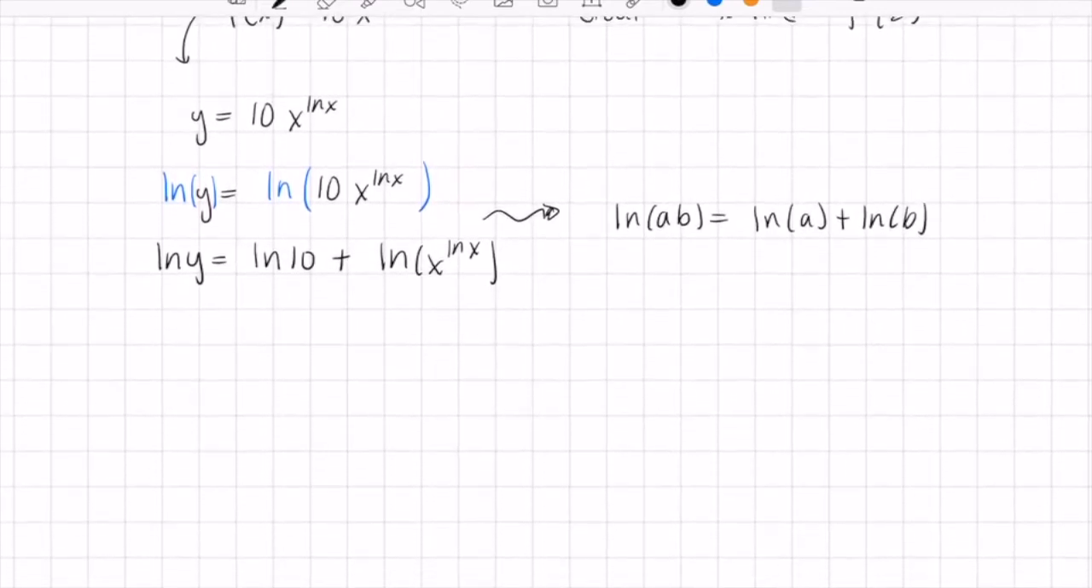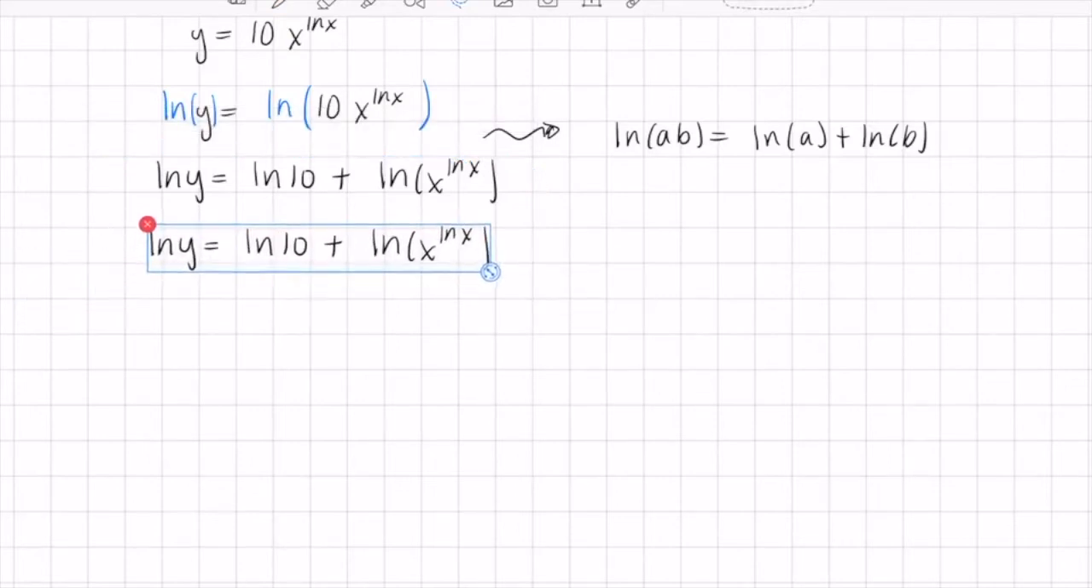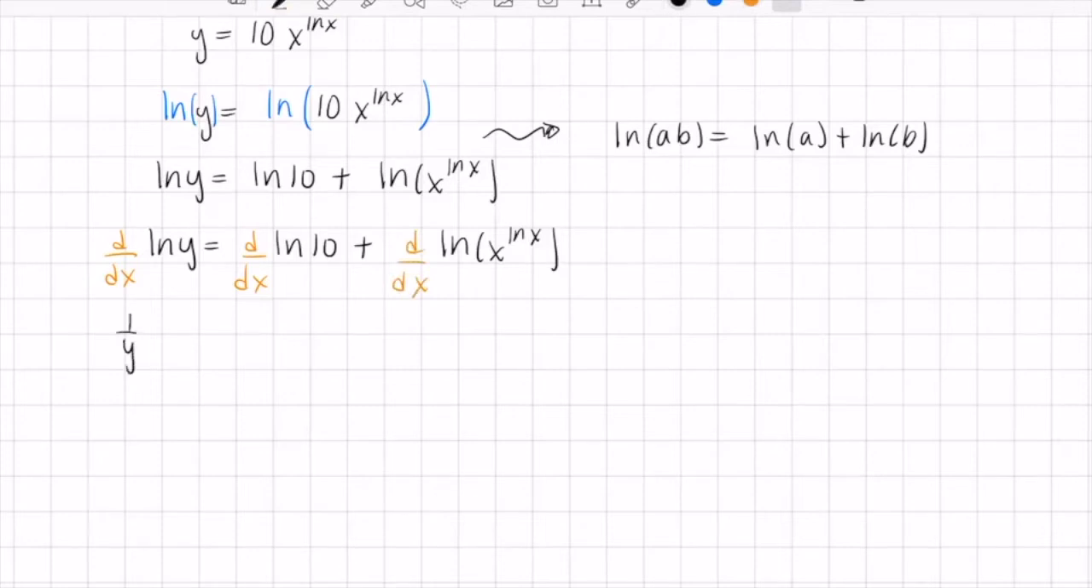Now we're going to use implicit differentiation to find this derivative. So I'm going to copy and paste this again, and that's so I can show every step. So I have, and let me leave some space here, we want to find the derivative with respect to x of both sides. So on the left-hand side, we end up with 1 over y times y prime. Ln of 10 is just a constant, so this is going to become 0, plus, and then actually, before I find this derivative here, let me rewrite this.